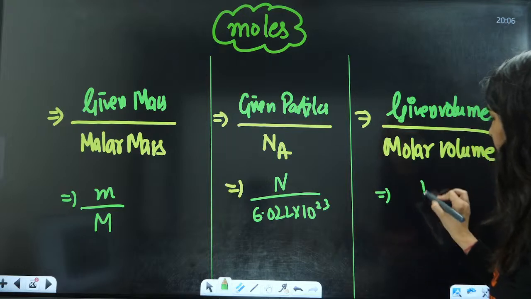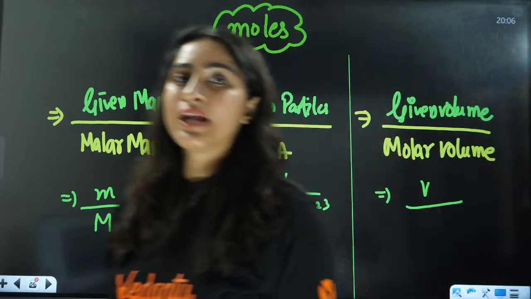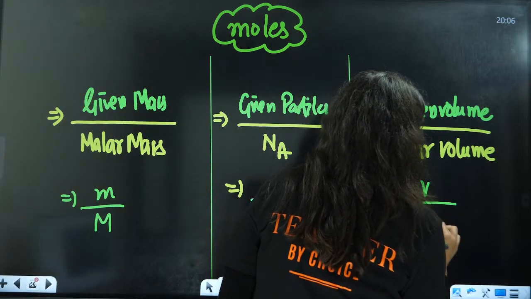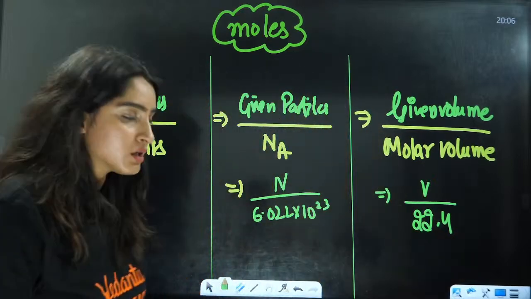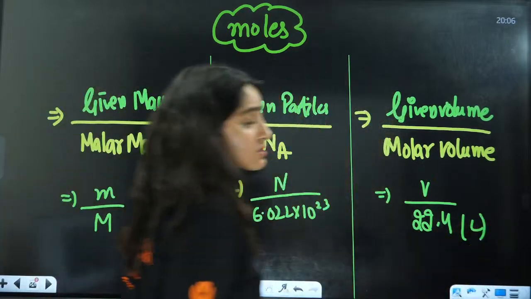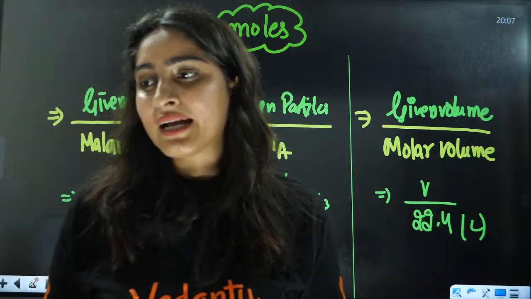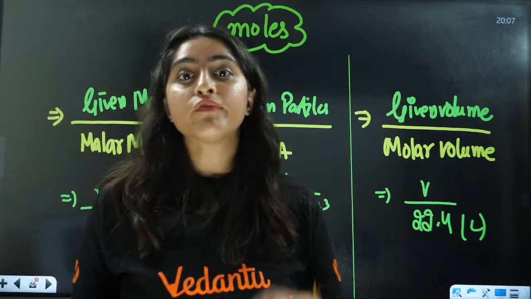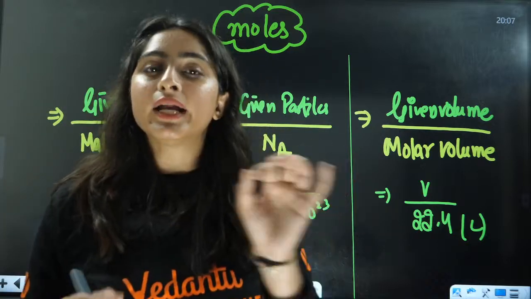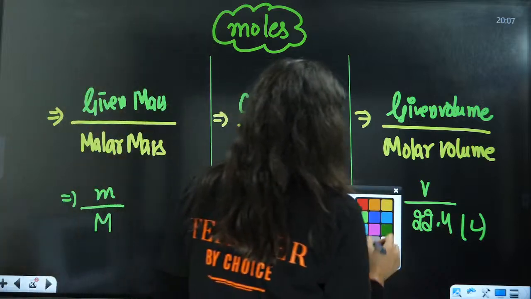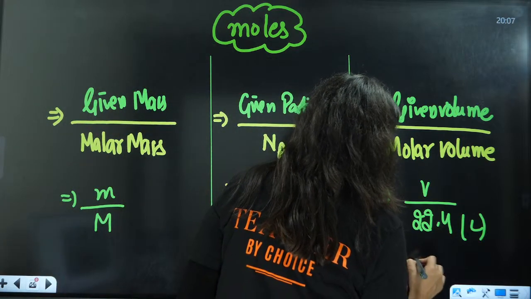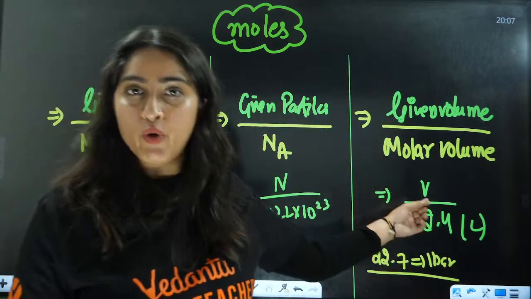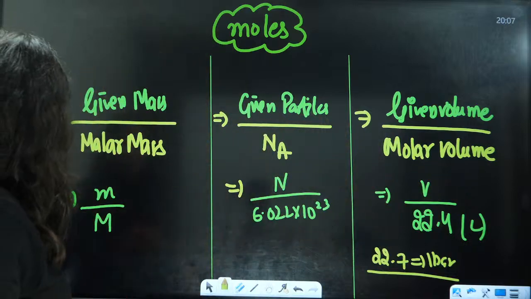And to represent volume, this is the given volume. And what is the molar volume? That is 22.4 liters, fixed, at standard temperature and pressure. It is 22.4 liters when we are given 1 atmosphere, and 22.7 if we are given 1 bar pressure. If we are given nothing, we write 22.4 only. Right, these are the 3 formulas here.